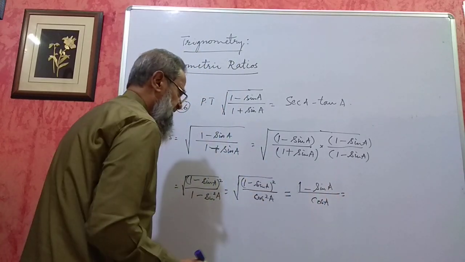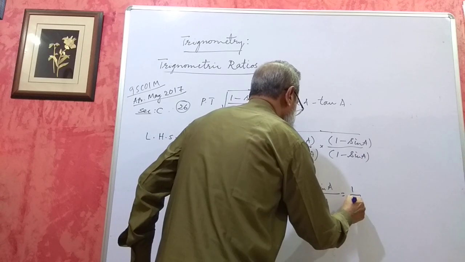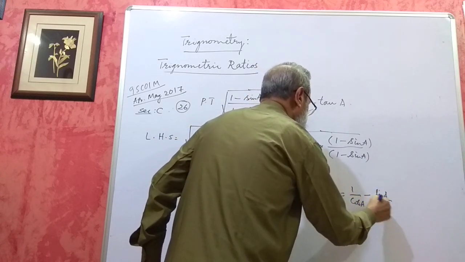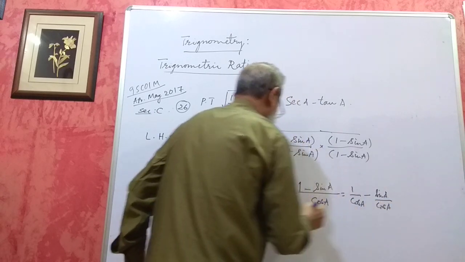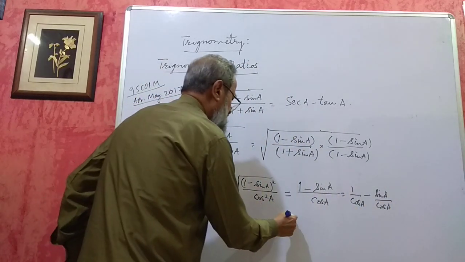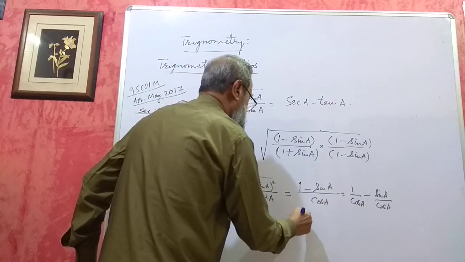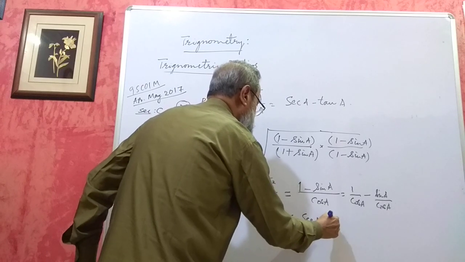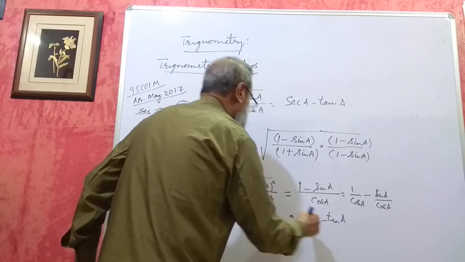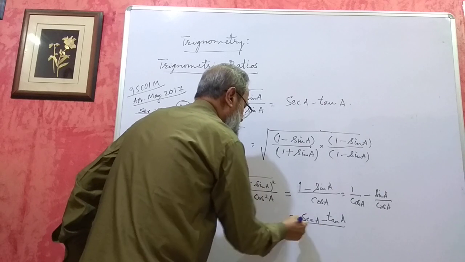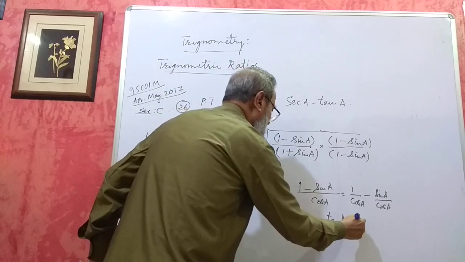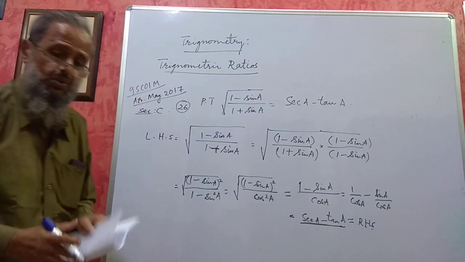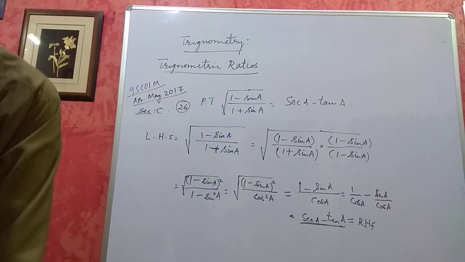Now divide it into two: 1 by cos A minus sin A by cos A. 1 by cos A is secant A, and sin A by cos A is tan A. So secant A minus tan A, you got the right hand side. So this problem is solved. You have proved that left hand side is equal to right hand side. So that's it.